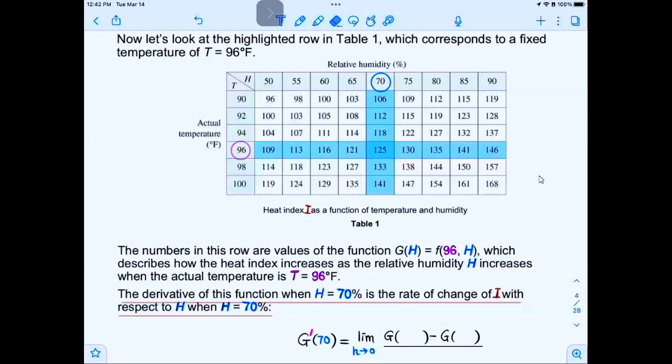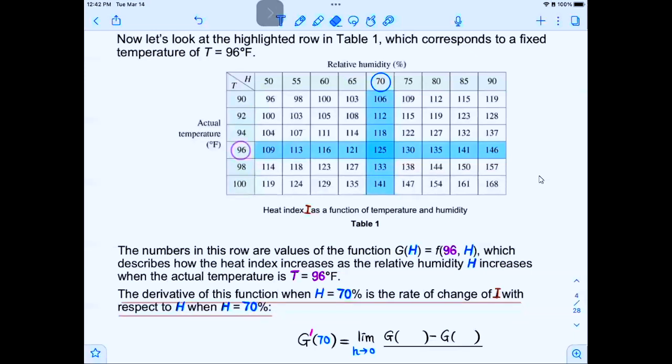Okay, the next one over here, we're going to take a look at this time, instead of fixing the humidity, this time we're going to fix the actual temperature. So we're going to look at this row over here. So 96 degrees over here. And we're going to let the humidity vary. So it could be 50%, 55%, 65% humidity, etc.